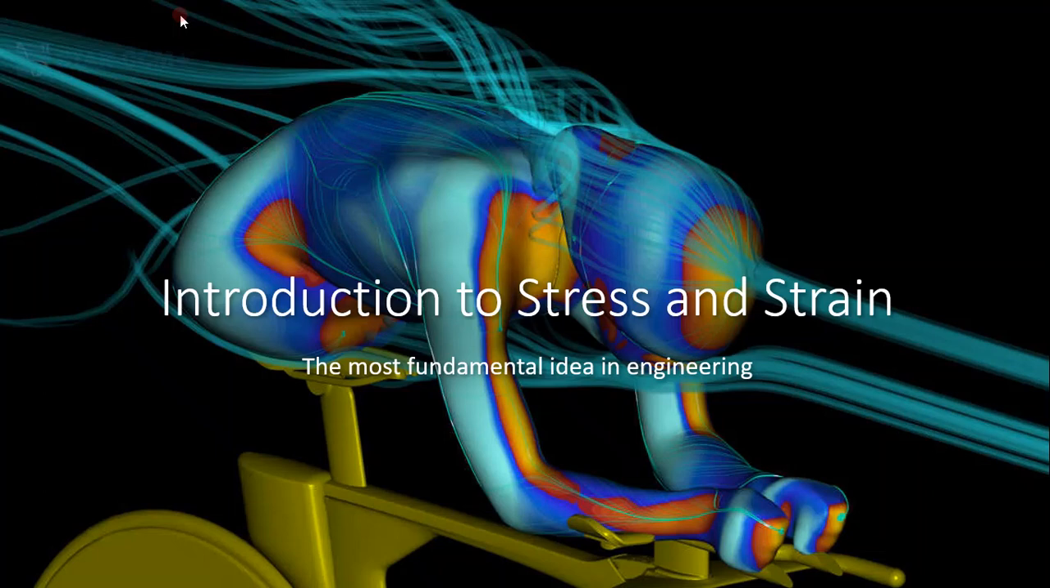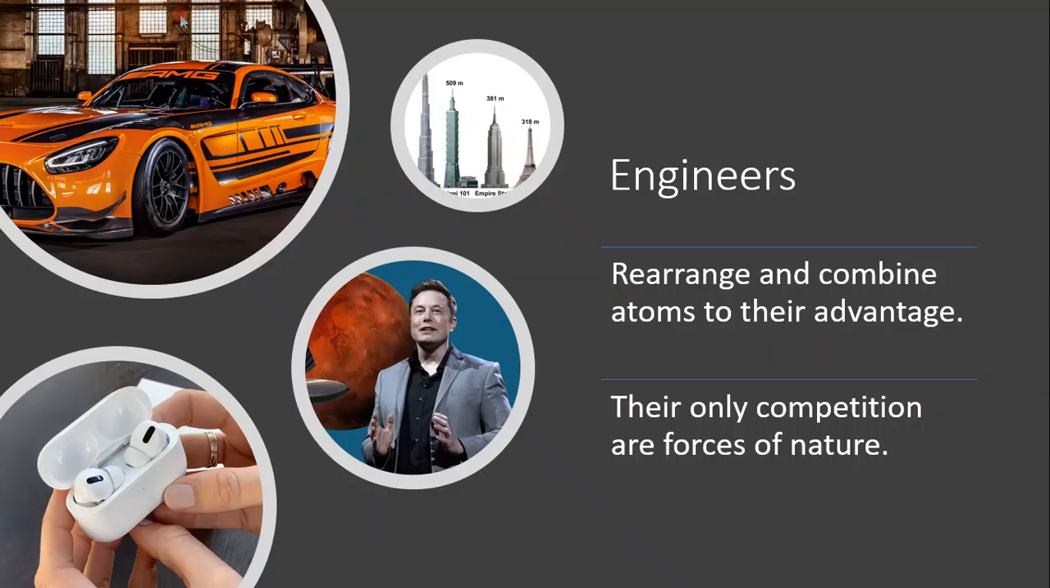So this video is going to talk about stress and strain so you can gain an intuition for what it means, because it has a wide variety of applications and the way that this interacts with other objects can get slightly confusing, so it's important to distinguish between stress and strain and other aspects of engineering. So just to refresh your memory, engineers essentially combine and rearrange atoms to their advantage.